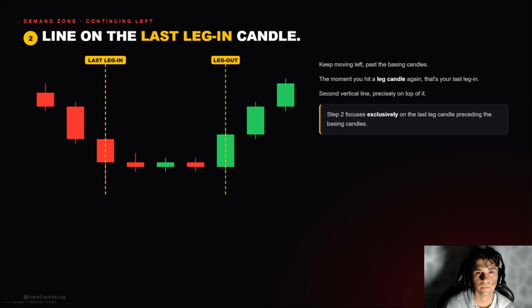Now we keep going. Step 2. Continue moving left and you pass over the small candles, the basing candles as we say. You want to keep going and the moment you hit a leg candle again, stop, because that is your leg in. Okay? You want to put a second vertical line right on top of it. That is the last candle before the basing candle started. That's all you're looking for. And now let's take a look at what you got.